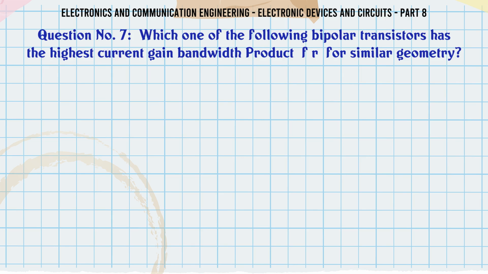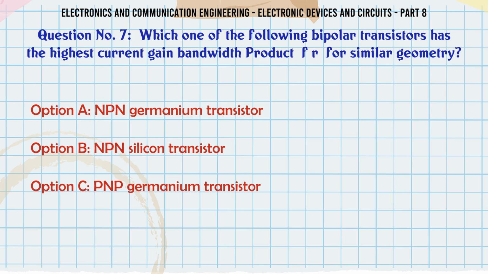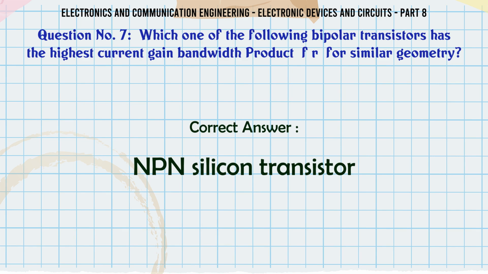Which one of the following bipolar transistors has the highest current gain bandwidth product fT for similar geometry? A. P-N germanium transistor. B. P-N silicon transistor. C. P-N germanium transistor. D. P-N silicon transistor. The correct answer is P-N silicon transistor.